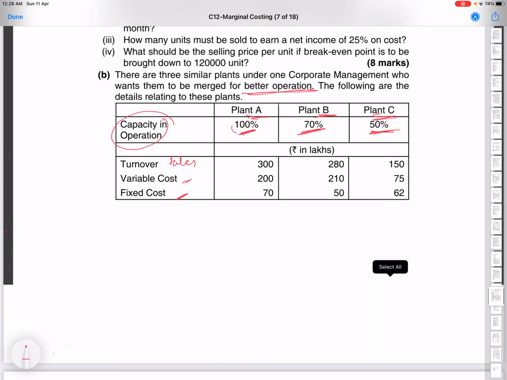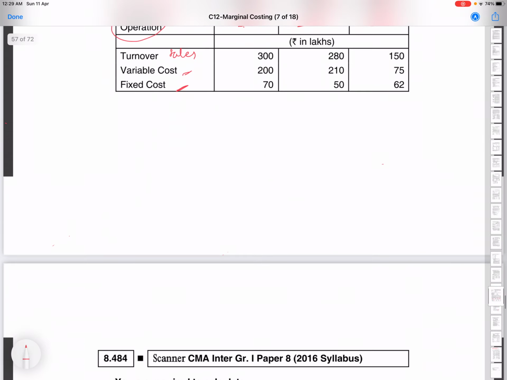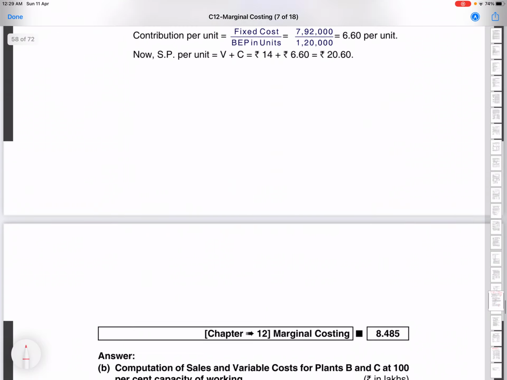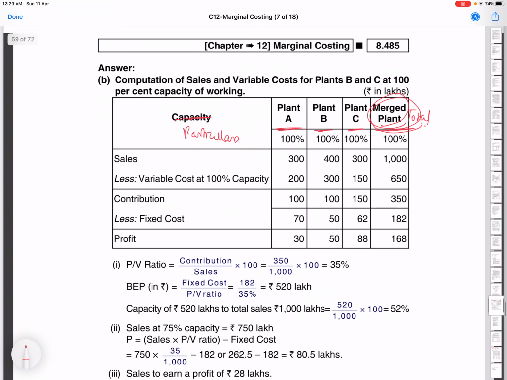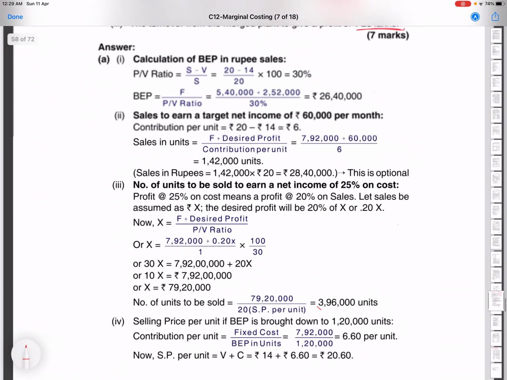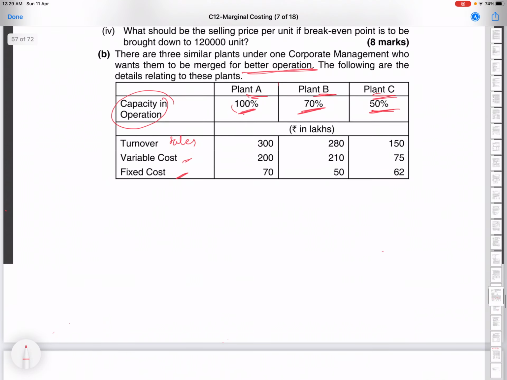Plant A details are given according to 100% capacity. So we'll fill like that. Turnover is 300, variable cost is 200, and 70 is fixed cost. So contribution is 100, fixed cost is given 70, you get profit of 30. Plant A details are filled because it is working at 100% capacity.